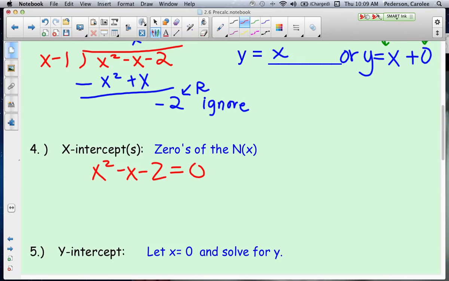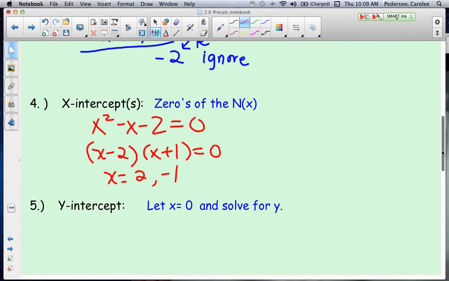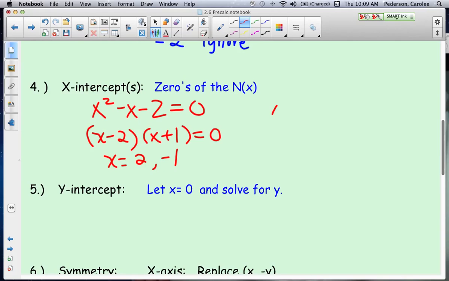What are the factors of negative 2 that add to negative 1? Negative 2, positive 1. So then the zeros would be at 2 and negative 1. I want you to write those as ordered pairs. So then the ordered pairs would be (2, 0) and (negative 1, 0).